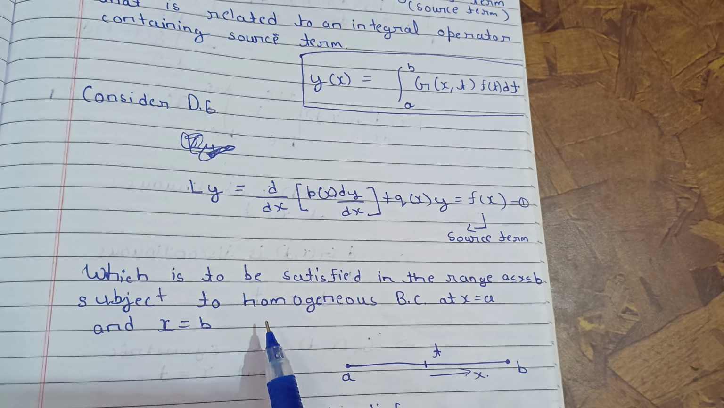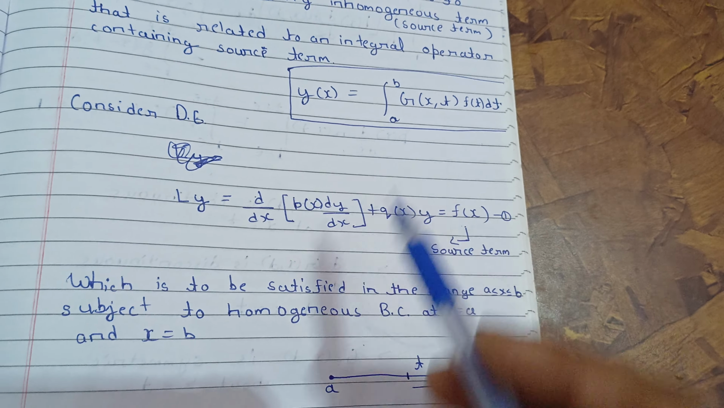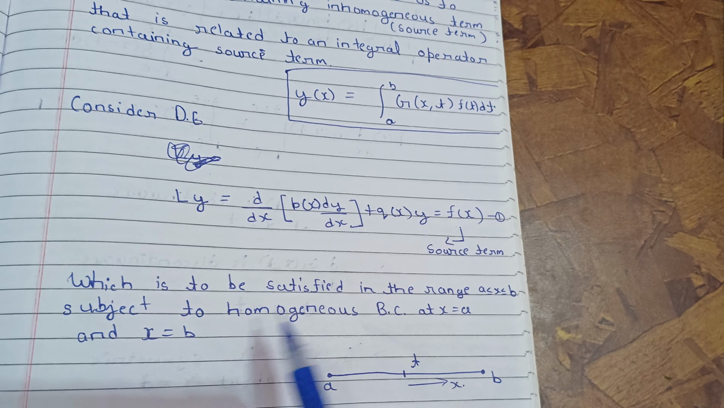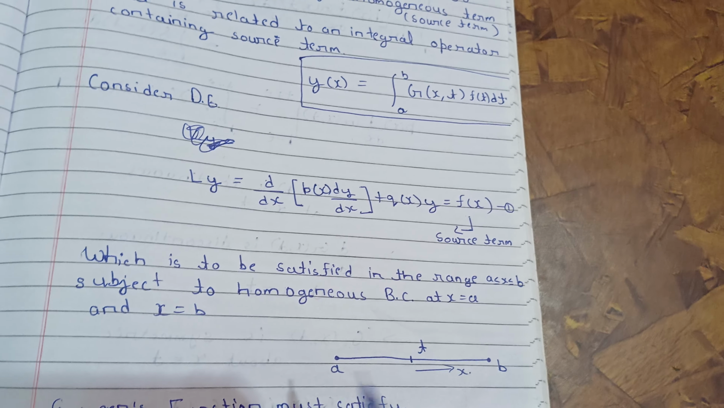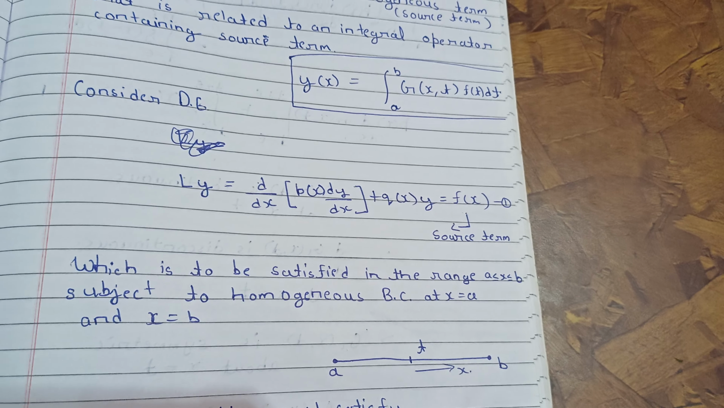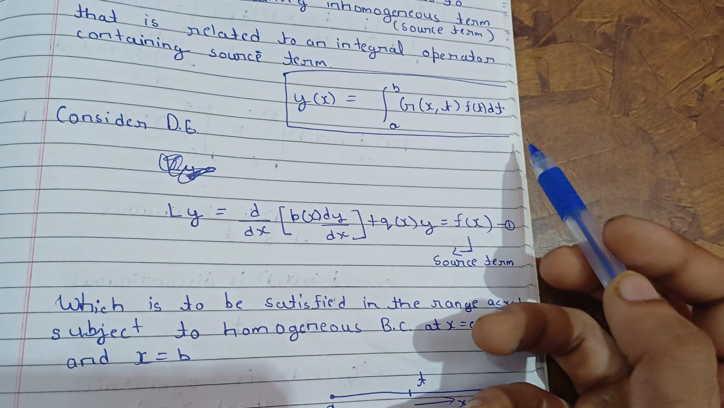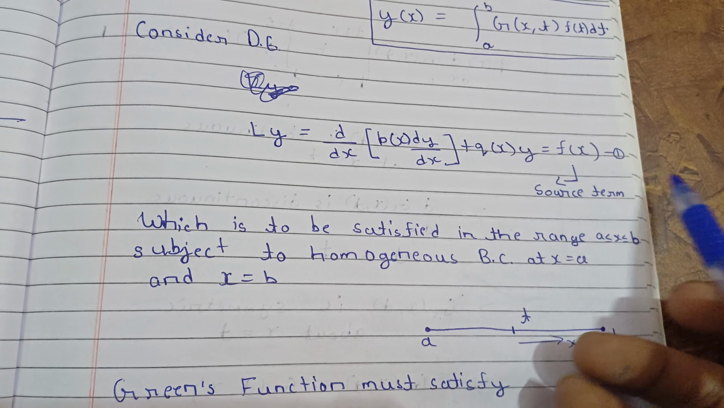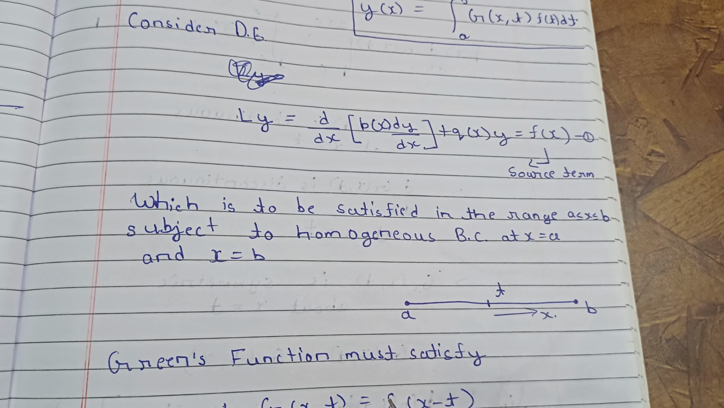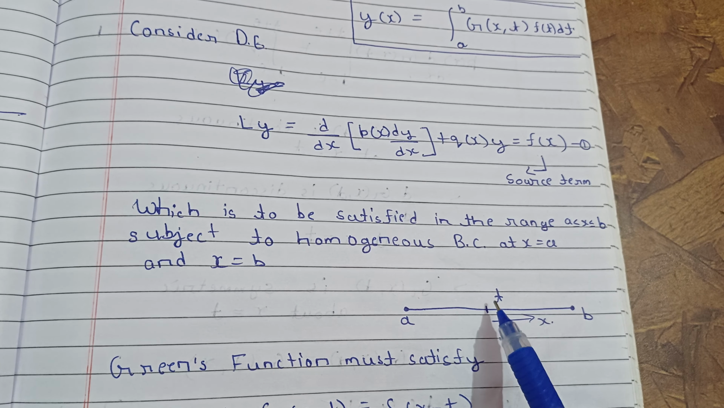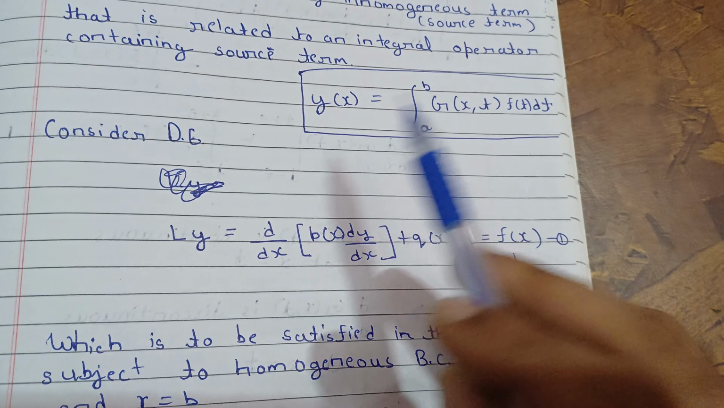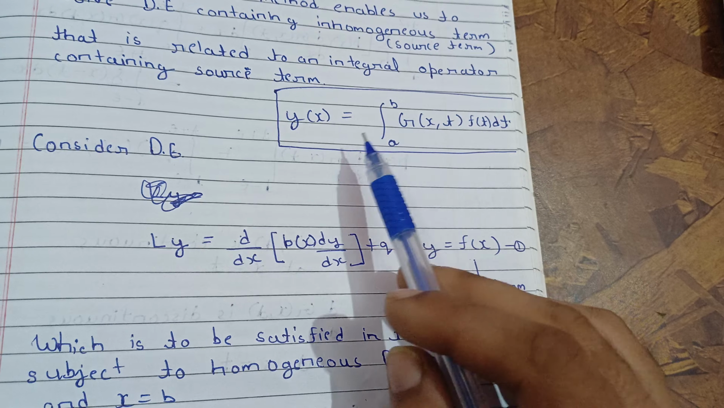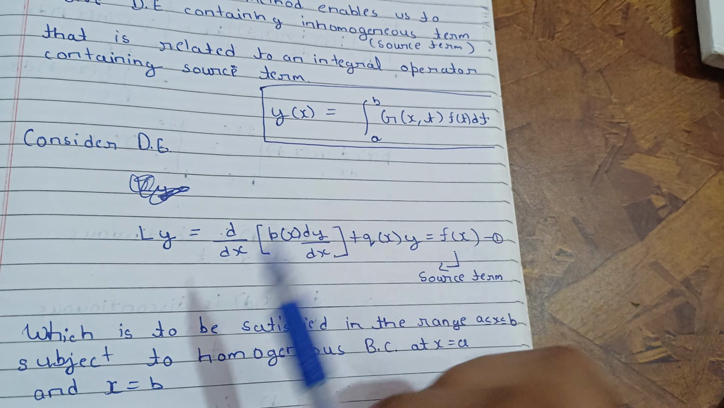Whatever solution we get from here must be satisfied in the range a to b, and the solution must satisfy homogeneous boundary conditions, meaning at a and b the function must satisfy the condition. That is the point here: the solution of the differential equation must satisfy these. See here that f(x) can be anything, x can vary from a to b, and t lying inside can be anything. That's why we have defined y(x) as the integral of G(x,t) f(t) dt. So for different f(t) you will get a different y(x) solution, and that can be written directly.